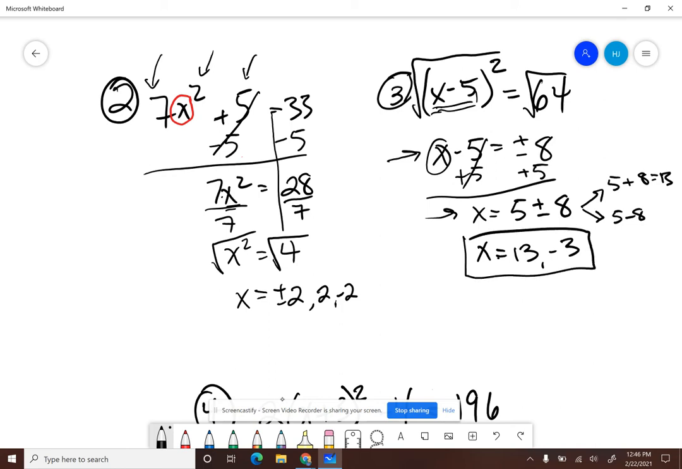And again, we could substitute those back in up here at the top, and they should come up with 64. So if I take 13 minus 5, that equals 8. 8 squared is, in fact, 64. If I take negative 3 minus 5, that's negative 8, but negative 8 squared still equals 64. So you can see how it still gives you the correct answer.